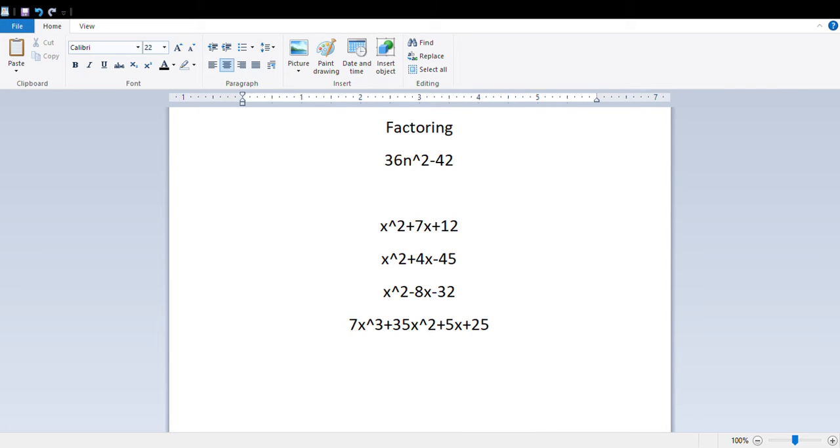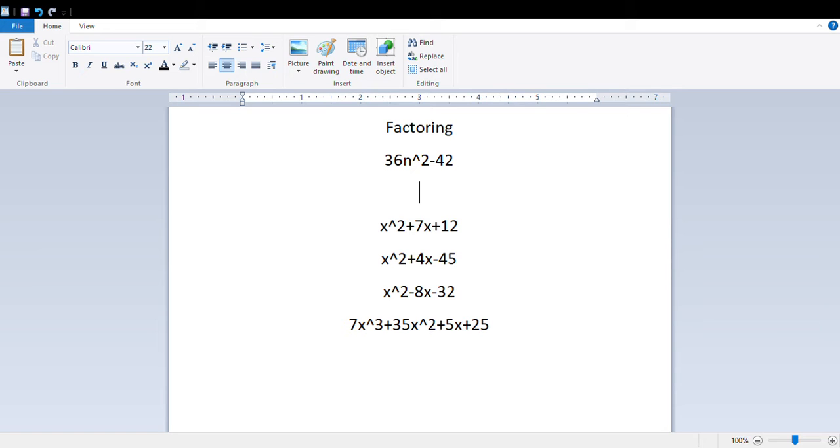Whenever you're trying to factor, it's just like factoring out a GCF. You probably learned this in pre-algebra. You want to find the largest coefficient or the largest number that's divisible by both. So in this first one, that should come instantly, 6. 36 and 42 have a GCF of 6.